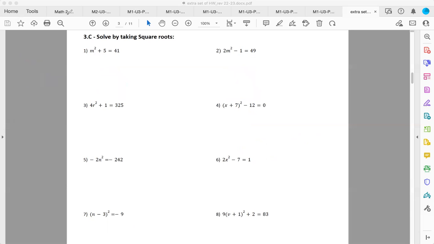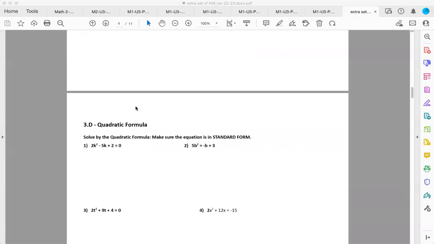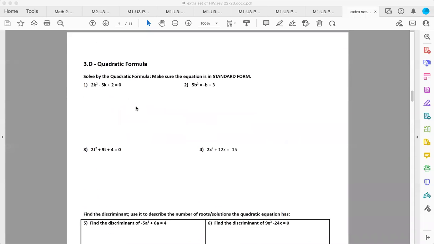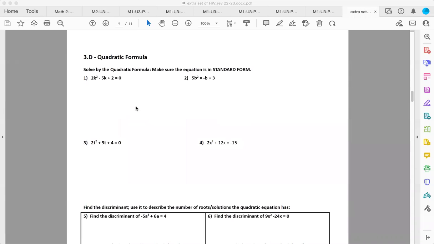Moving on, let's try solving using the quadratic formula. Remember to memorize the quadratic formula, right? And it is x equals, remember the song? X equals negative b plus or minus the square root of b squared minus 4ac, all over 2a. Okay, so just remember that. It's a song that helps you remember the quadratic formula.